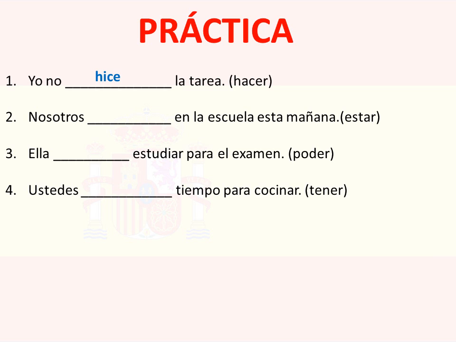So first, for one, we have yo no hice la tarea, the yo form, hice. Nosotros estuvimos en la escuela esta mañana. We were in school this morning. Ella pudo estudiar para el examen. She was able to study for the exam. Luckily, she probably got a good grade. Good thing. Ustedes tuvieron tiempo para cocinar. You all had time to cook.